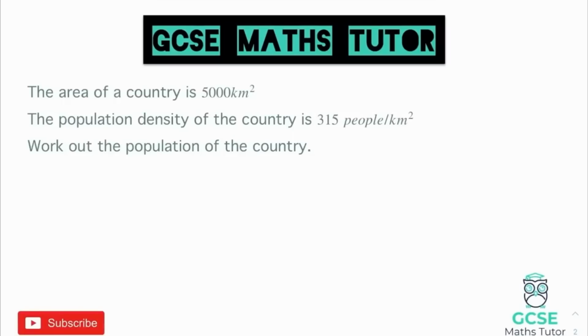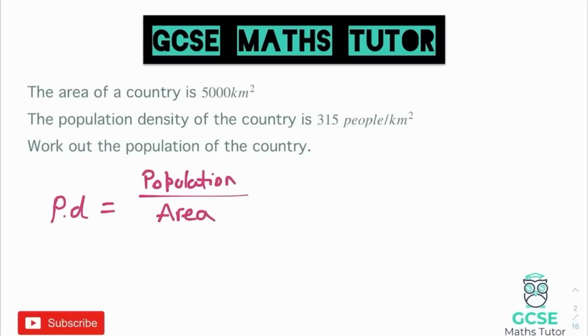Okay, so when looking at population density, we can think about a formula for this. To work out the population density, which I'll write as PD, you would actually do the population, so the amount of people, and you would divide that by the area. Okay, so that is what we would do to work out the population density. Let's just write that P there.